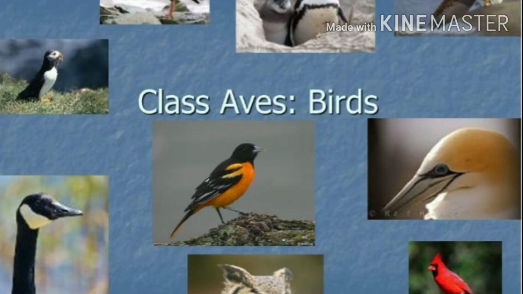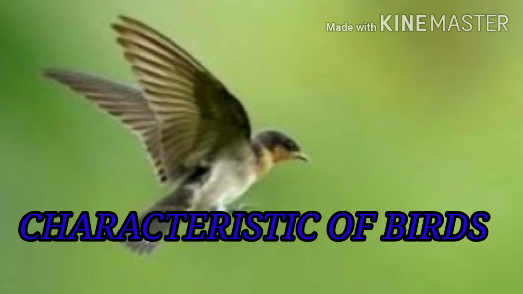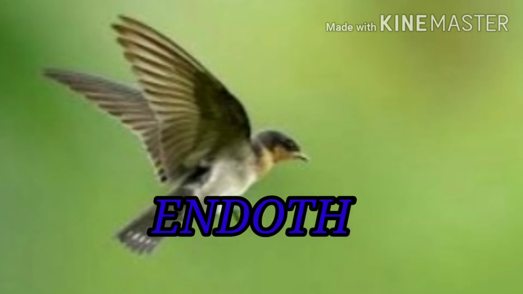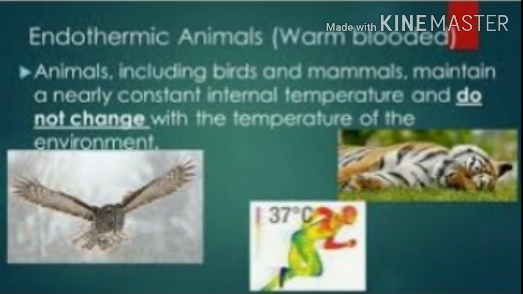Now let's move to the second topic, about the class Aves, or the birds. All birds belong to the class Aves. It is derived from the word aves, meaning birds. Birds are the highest evolved vertebrates and come in almost the same line as mammals. The general characteristic of birds is that they are endothermic animals. Endothermic animals are able to maintain a constant body temperature regardless of their ambient temperature. Endothermic animals include all birds and mammals of the animal kingdom.